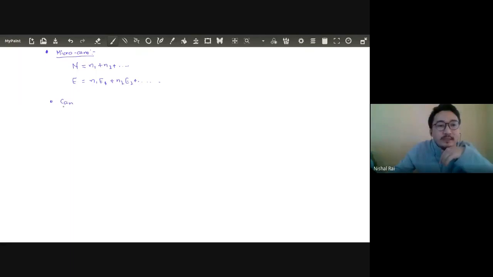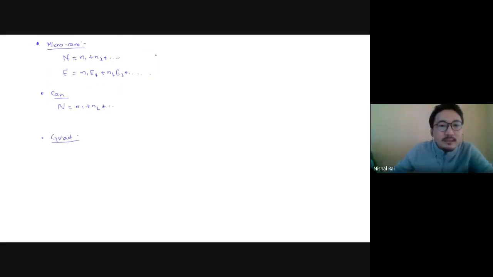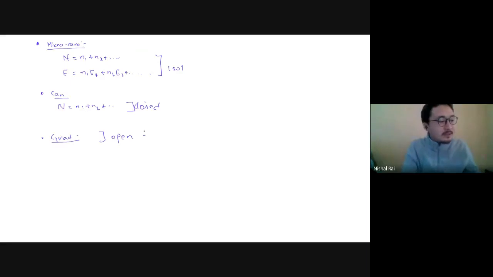For canonical, you don't have such constraint. You have only constraint in what? Your number of particle. And in grand canonical, you do not have any constraint. Basically, what does this mean is, this is your isolated system. And this is what? Your closed system. And this is your open system. Clear? Is it clear? Is it clear or not? Yes, sir.